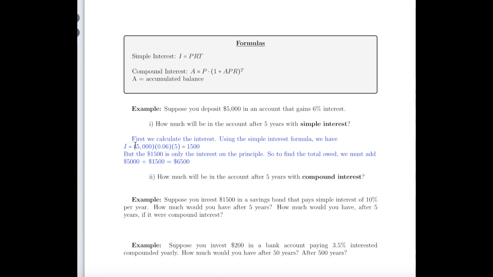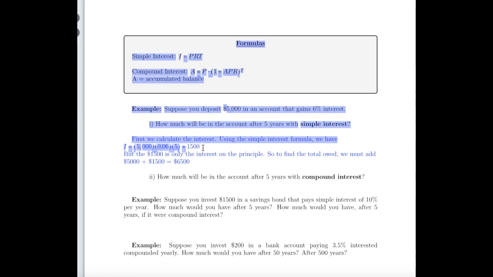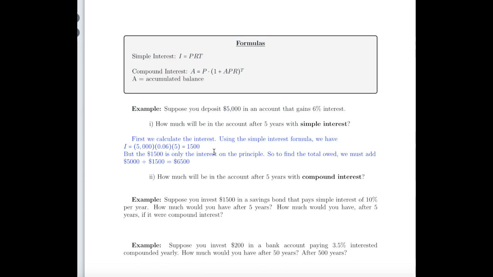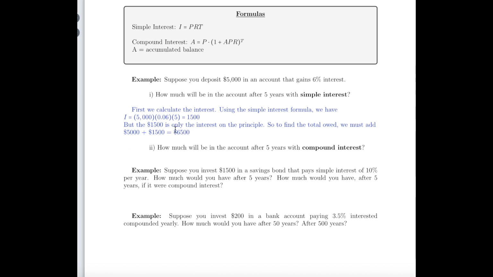For the simple interest, all you do is just multiply these three numbers, you get 1,500. And it's important to note that the 1,500 is only the interest that you have gained on the principal. So to find the total, you need to add the principal, which is 5,000, plus the interest that you gained. So it's a total of $6,500, and that is the answer to that problem.